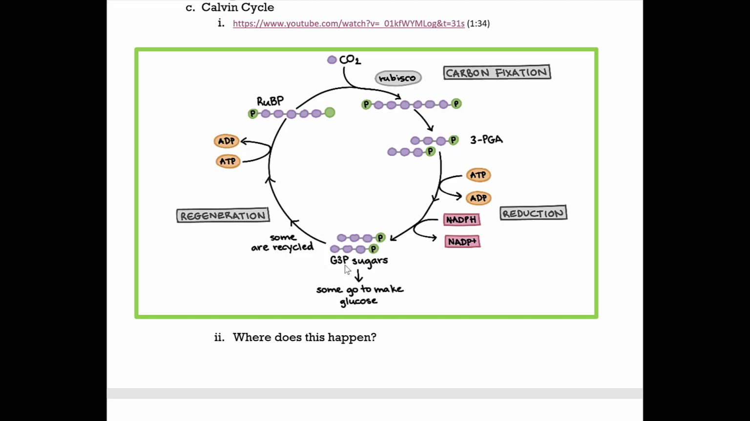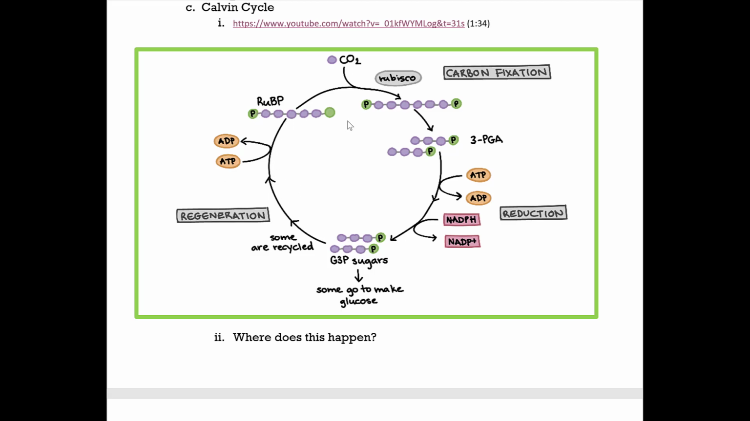Something else you need to know is that a majority of the G3P that's produced gets put back into the Calvin cycle. And this stage is called regeneration of RuBP.